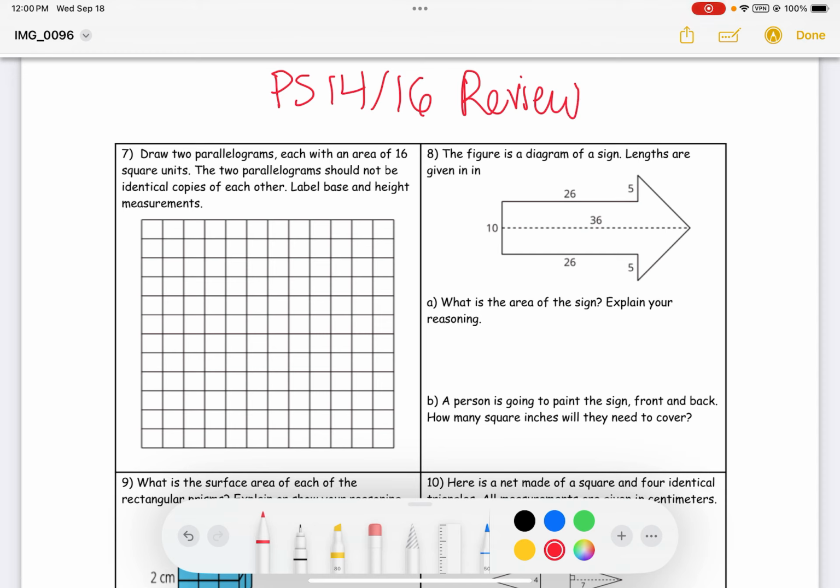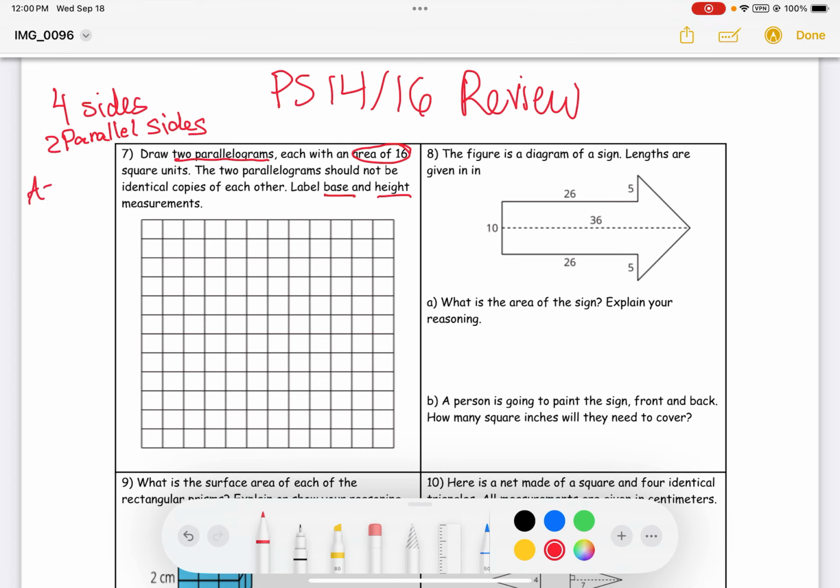So starting at question seven, draw two parallelograms, each with an area of 16 square units. The two parallelograms should not be identical copies of each other. Label the base and the height. So don't forget all the parts. So we know a parallelogram needs to have four sides, and the opposite sides need to be parallel with each other. So parallel sides.